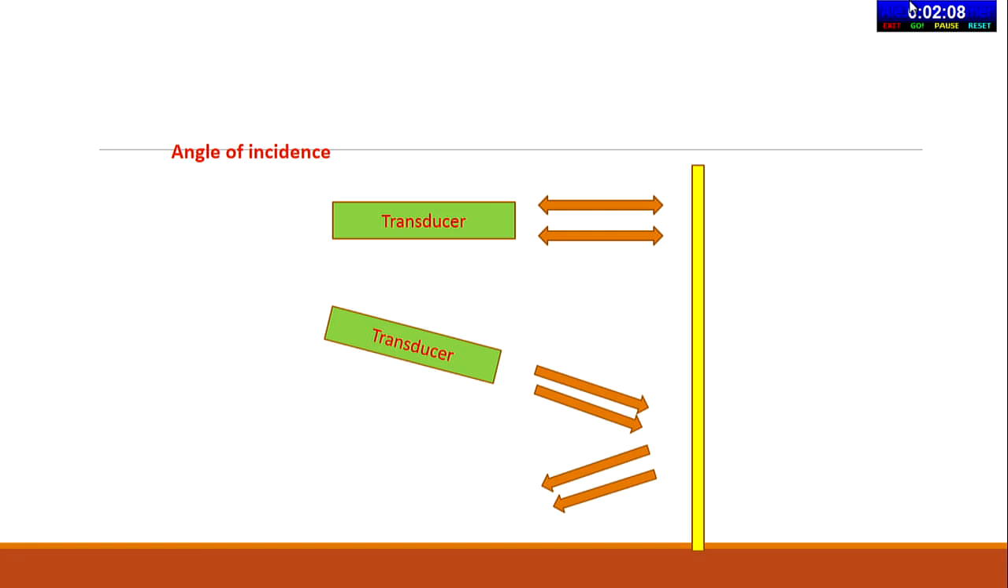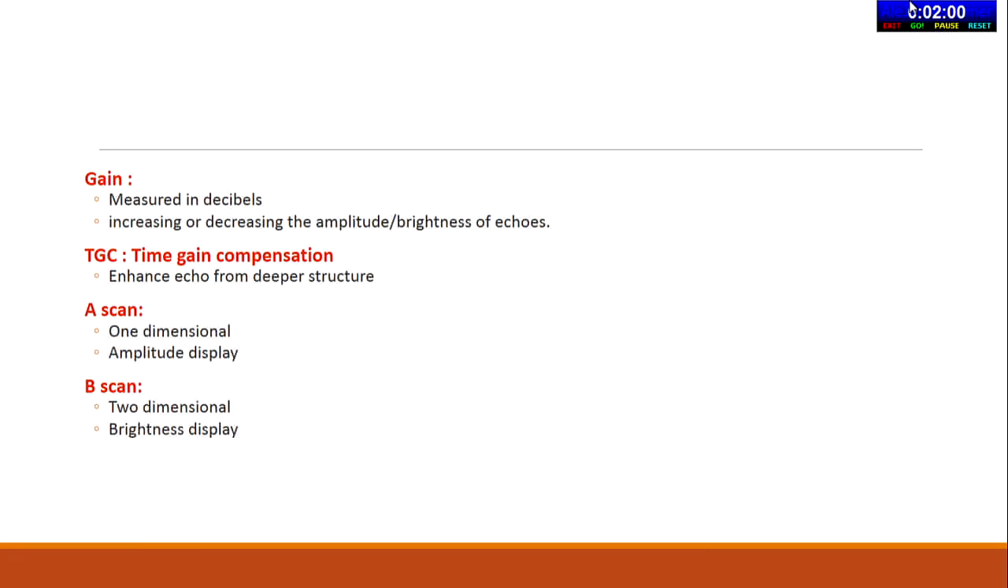And if the sound wave is falling on the structure perpendicularly, the returning echoes are stronger. The gain is measured in decibels, and by increasing or decreasing the gain, it increases or decreases the amplitude or brightness of the echoes. And the time gain compensation enhances the echoes from the deeper structure by inhibiting the echoes from the superficial structure, so that gives a better quality of the structure which we image.